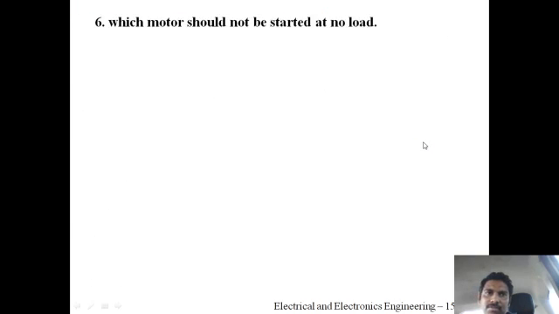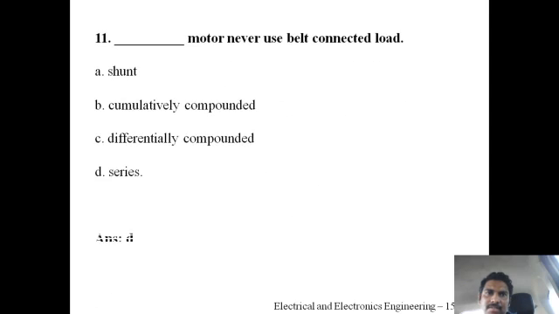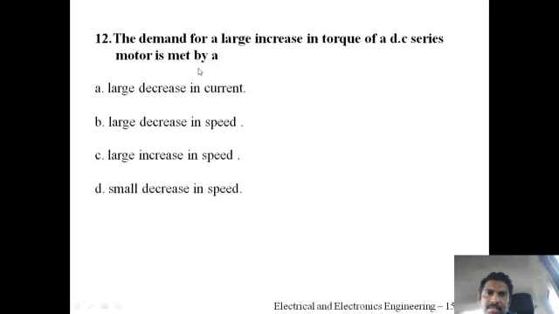So for question number 12, if you observe, the answer is: the demand for a large increase in torque of a DC series motor is met by a large decrease in speed. Therefore, we can go for option B. Whenever the speed decreases, whenever it comes to a minimum value from maximum, then a large amount of torque is achieved in the DC series motor. Therefore, you can go for option B.